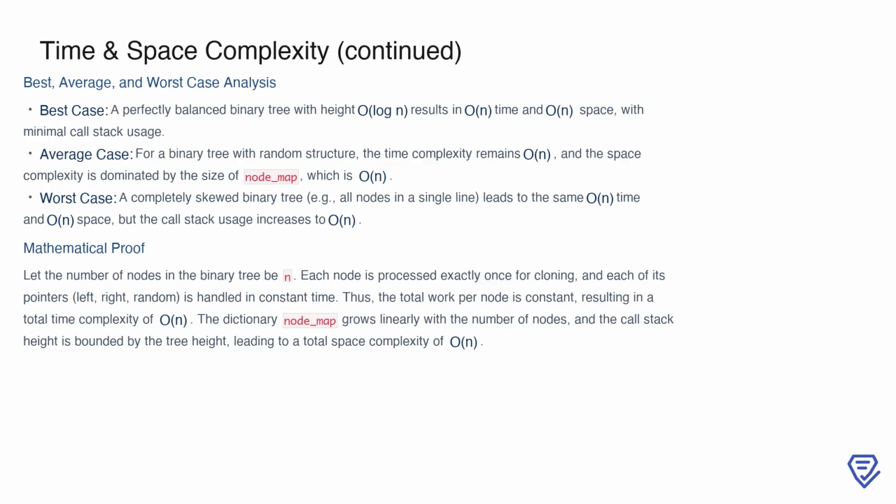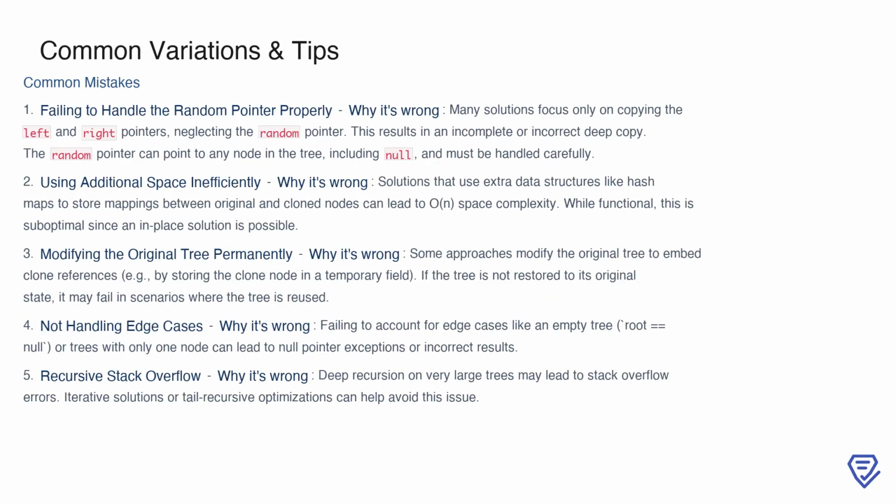The space complexity is driven by the linear growth of node_map and the call stack height, which together result in O(n) space usage. When working on this problem, there are several common mistakes that can trip you up. First, neglecting the random pointer is a frequent error. Many solutions focus solely on cloning the left and right pointers but fail to account for the random pointer, which can point to any node in the tree or even be null.